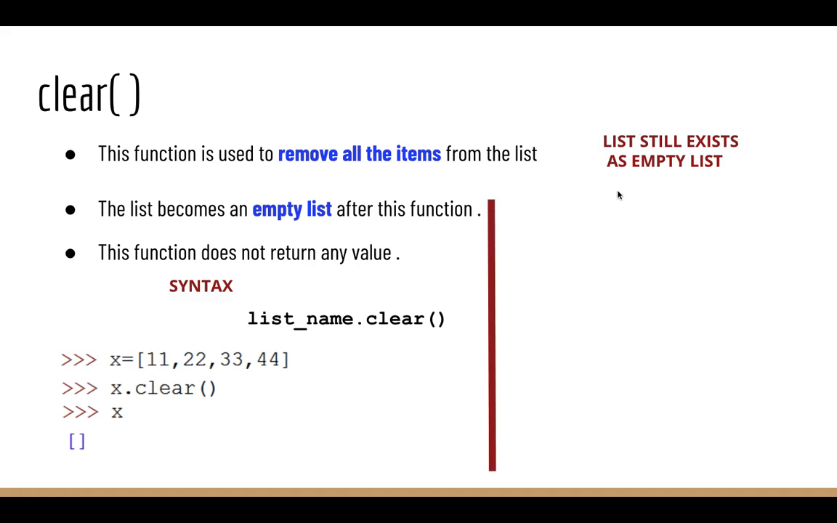How to prove it? If I try to append one element to this list, let's say x.append(99), and one more element, x.append(88), and after that I type x, it will return 99 and 88. So what the clear function does is simply clear up all the data, or all the items, from the list, but it will not remove the list itself. The list will still exist as an empty list.